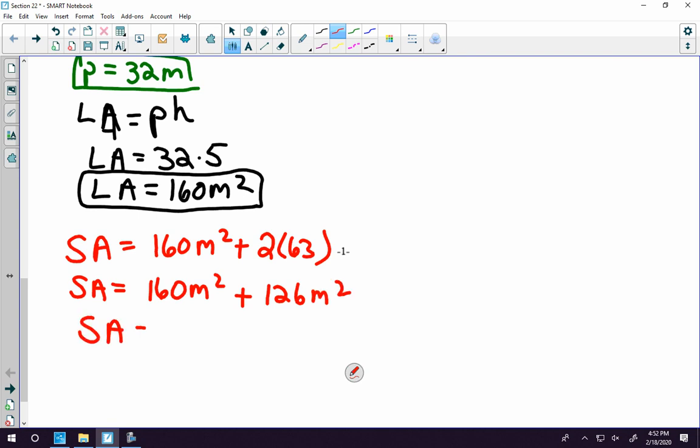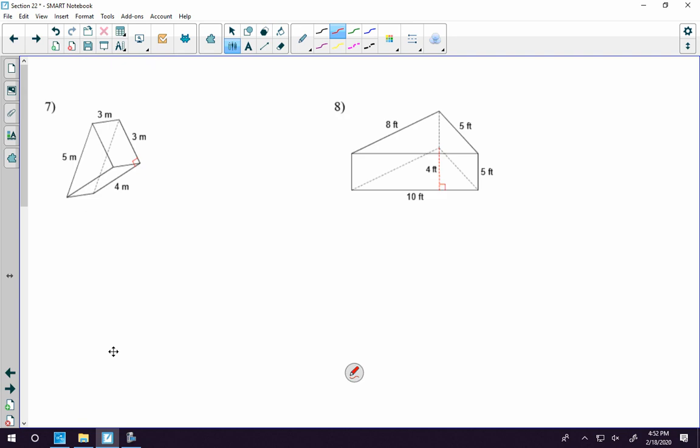Add those values together and we get 286 square meters for our total surface area. This would be the area of the 4 rectangles around it plus the area of the rectangle on top and the bottom rectangle together for the total surface area. Let's look at another problem. Number 7.